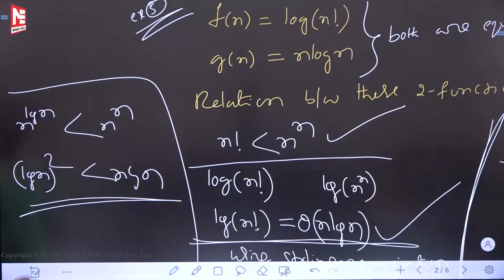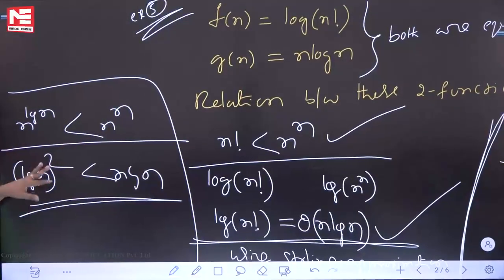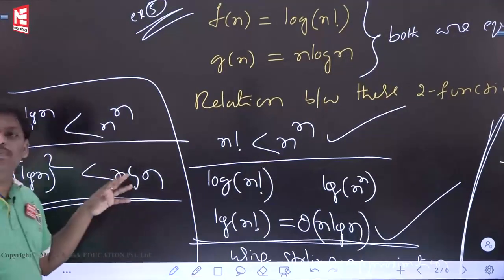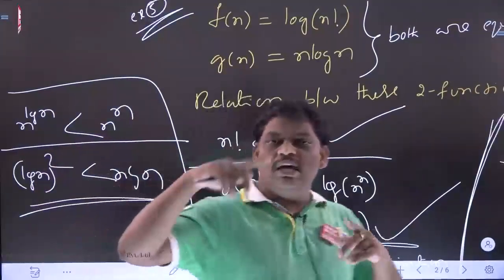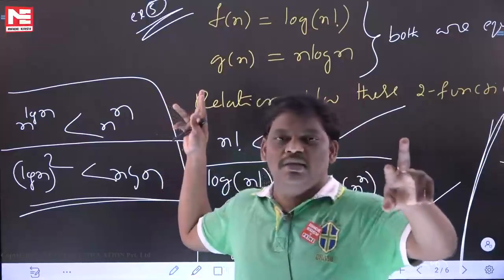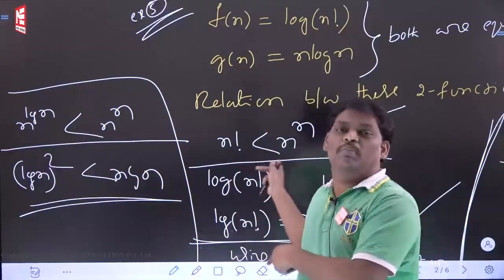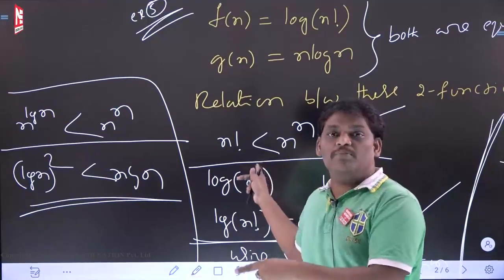So, before applying log less than, after applying log also less than. Most probably, between every two functions, whatever relation is there before applying log, the same thing will be there after applying log. One or two may change, right? It changed because of Stirling approximation. That is the reason I am saying to remember.